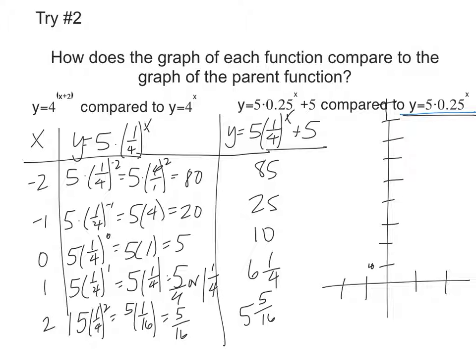Alright, so -2 and 80 is about here. And I really should be doing that in pink because I forgot to switch colors. Next one is -1 and 20. 0 and 5. 1 and 1 1/4. And then it doesn't matter because it's basically the axis. Really bad graph, that's really bad. Let me try that again.